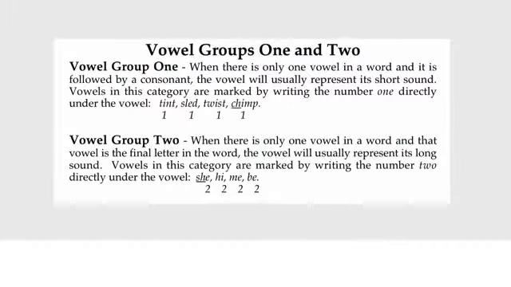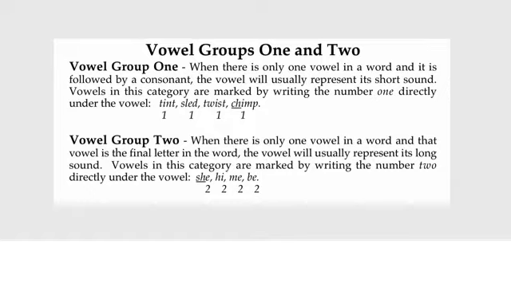Vowel group 1 is when you have one vowel in a word and it's followed by a consonant. The vowel will usually represent its short sound, and we mark the vowel to indicate vowel group 1 is in effect by writing a 1 directly under the vowel in the word.